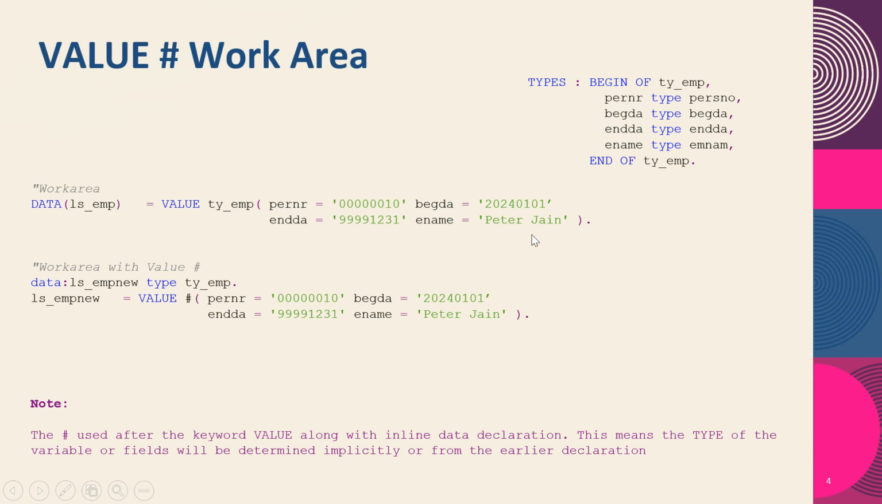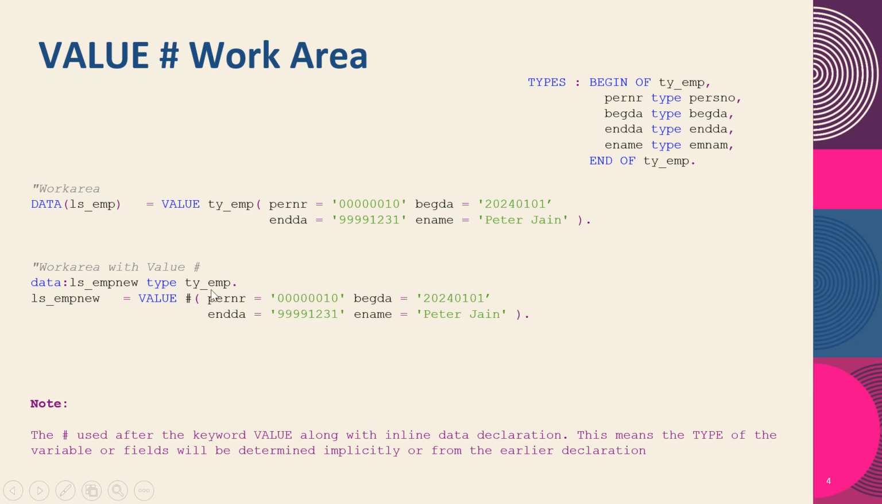So I'm assigning values for those four fields. The work area gets created and a value is assigned to it. It's an inline declaration using VALUE. Immediately after VALUE, we need to specify the type. If you don't want to give this type, you can give a hash symbol. But by giving a hash symbol, what happens? The type identification should be implicit.